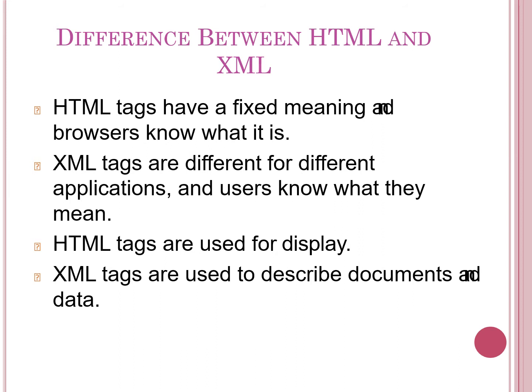We can see the difference between HTML and XML. HTML tags have a fixed meaning and the browser knows what it is. XML tags are different for different applications and the user knows what they mean. HTML tags are used for display. XML tags are used to describe documents and the data.